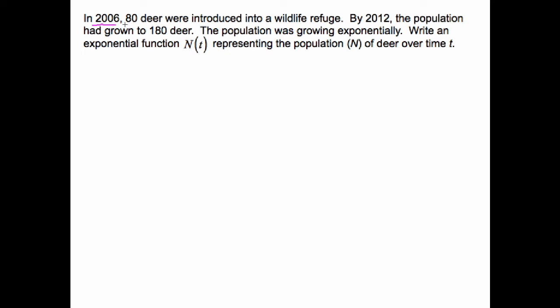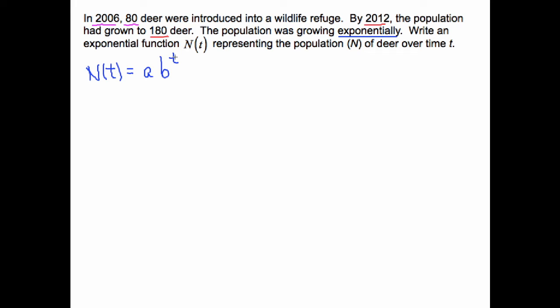In 2006, 80 deer were introduced into a wildlife refuge. By 2012, the population had grown to 180 deer. Now the population was growing exponentially. We want to write an exponential function N of t representing the population N of deer over time t. So in general terms, we have N of t is equal to a times b to the t.